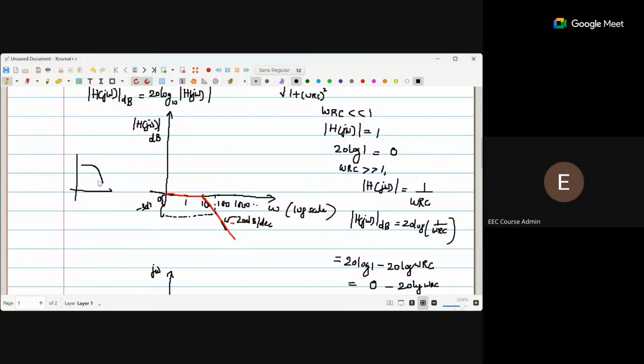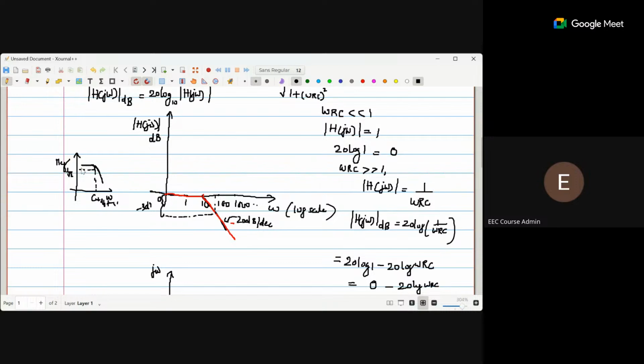Here we have omega, and on the y-axis we have the magnitude. If you see the output amplitude for a certain range of frequencies, the output amplitude is the same as that of the input. That is this portion. After that it drops. Where it drops, at the cutoff frequency, the output amplitude is 1 by root 2 times the input. Projected on the x-axis, you would find the cutoff frequency.